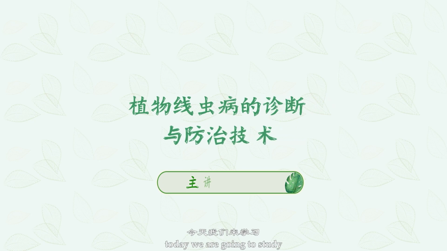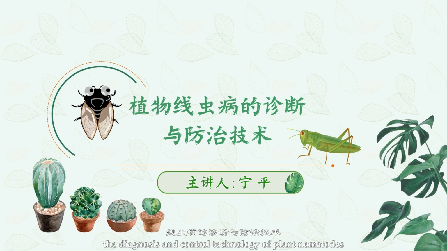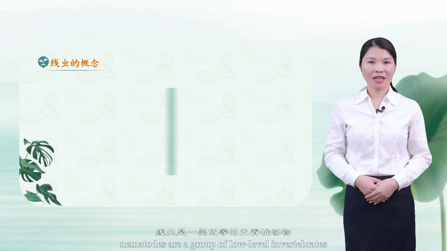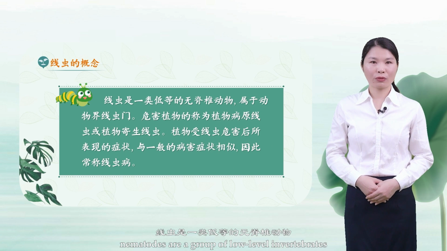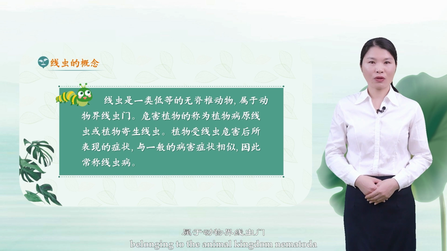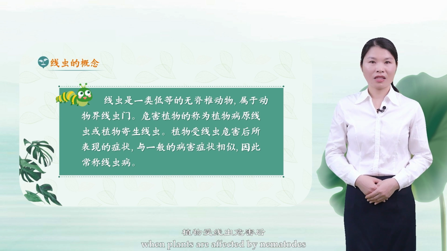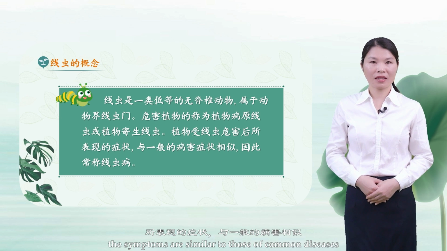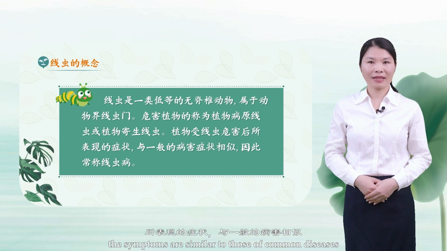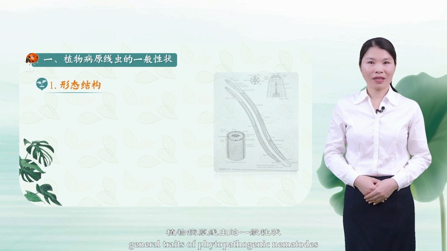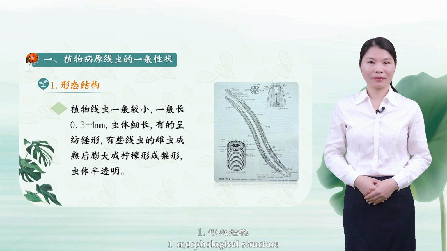Students, today we are going to study the diagnosis and control technology of plant nematodes. Nematodes are a group of low-level invertebrates belonging to the animal kingdom Nematoda. They are called phytopathogenic nematodes or plant parasitic nematodes. When plants are affected by nematodes, the symptoms are similar to those of common diseases and are therefore often called nematode diseases.